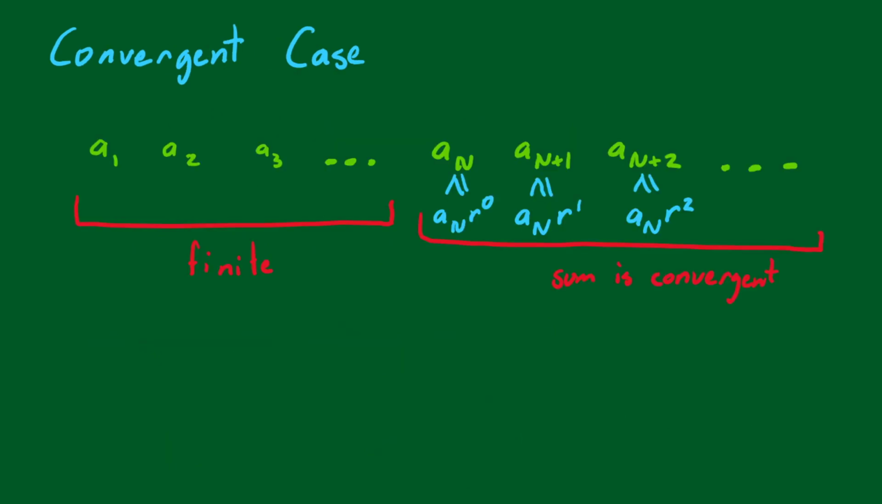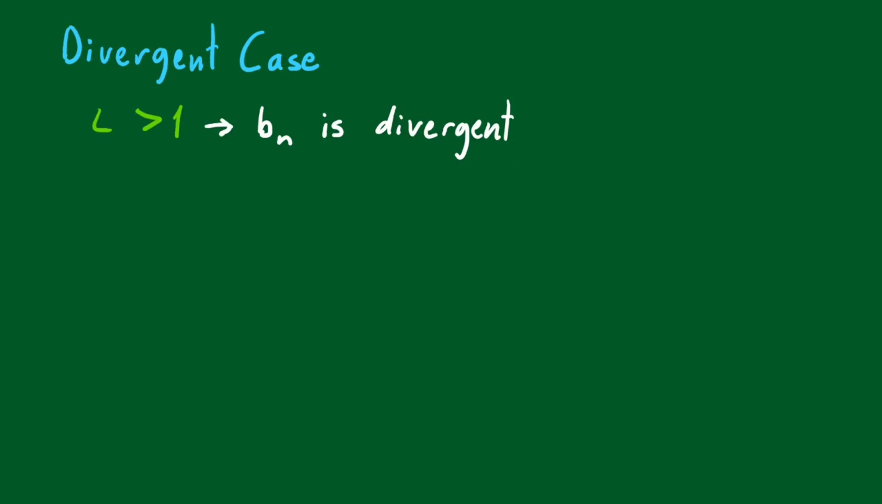Since the terms prior to N have a finite sum, and the series from the remaining terms is convergent since it is smaller than a geometric series, the total series must be convergent as well. If L is greater than 1, the series is divergent.